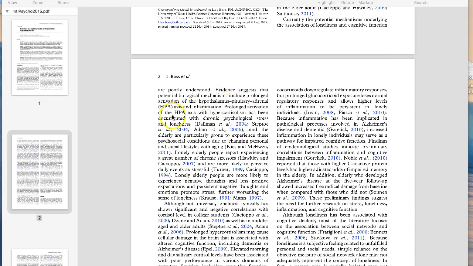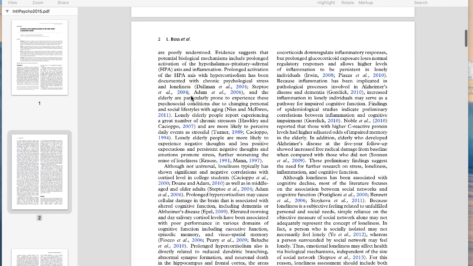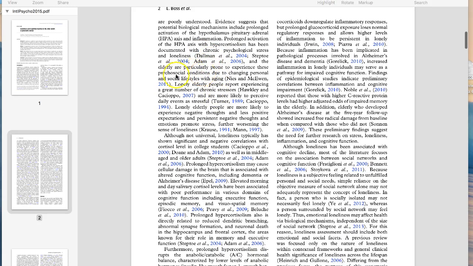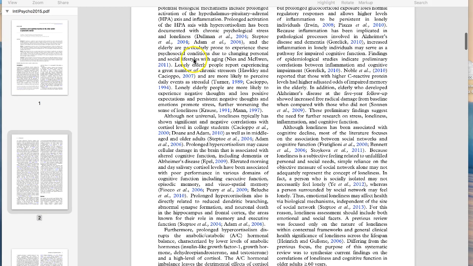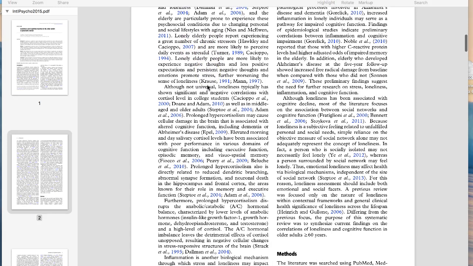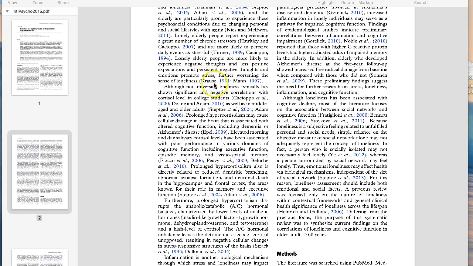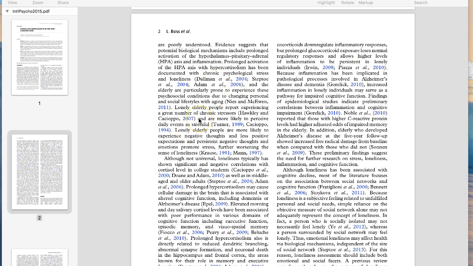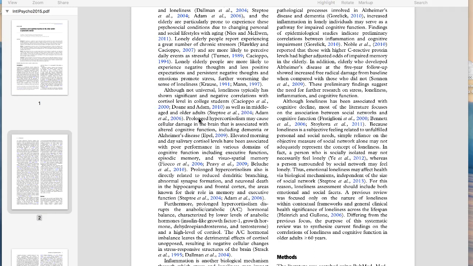But we do have some evidence that suggests it could be the HPA axis and inflammation and prolonged activation of the HPA axis. And then how that's related to certain psychosocial conditions that are associated with social lifestyles and aging. So then I bring in this other piece about how lonely elderly people report experiencing chronic stress, more likely to experience negative thoughts, which can worsen their sense of loneliness. So again, I'm tying it all together, but at a much deeper, detailed level than I did in the first two paragraphs.